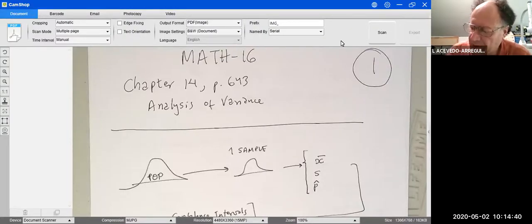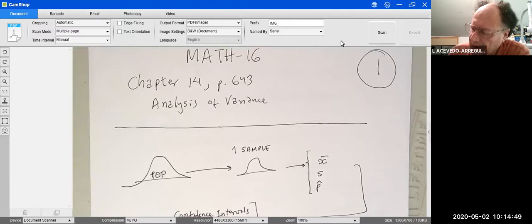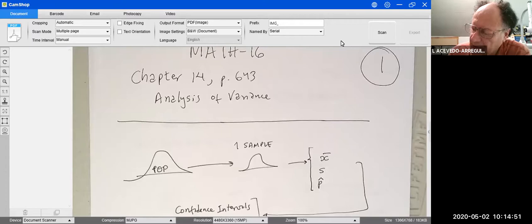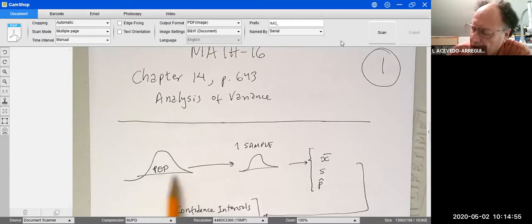Today we're going to start chapter 14 on analysis of variance, and this chapter starts on page 643. So in previous chapters we have been covering many things about populations and samples. We started with one population and we collected one sample.